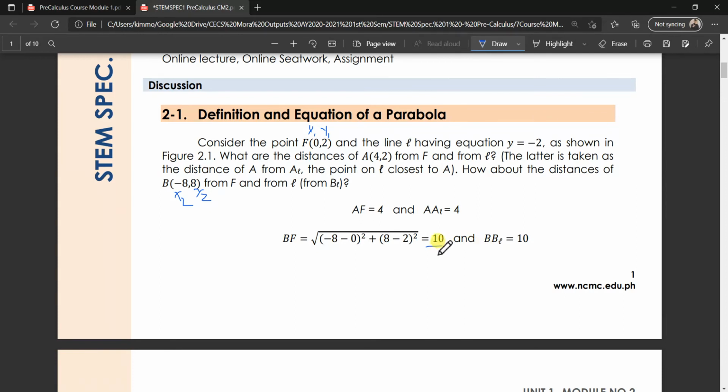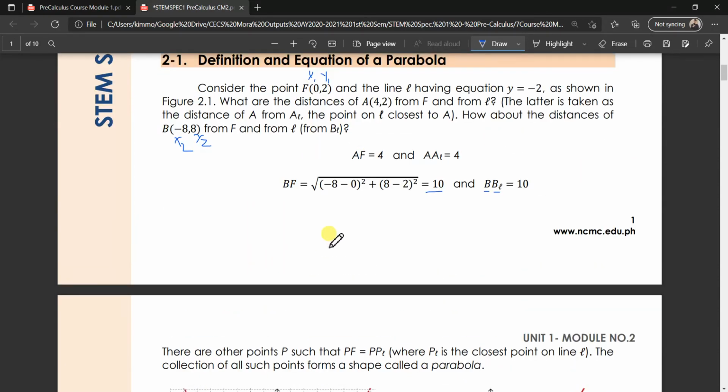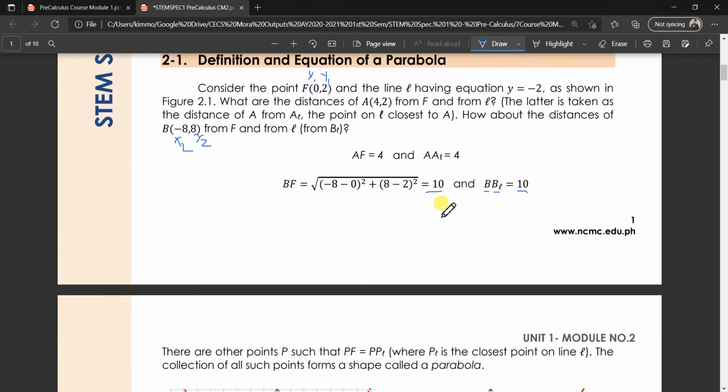So the same process for finding the distance from our point B going to the line L. So that is equal to 10. So they are the same: from our point A going to F, the distance is 4. From point A going to our line, the distance is also 4. Then when we try the point B going to our F, we have the answer 10, and from point B going to our line, the answer is also 10, which is equal for both.